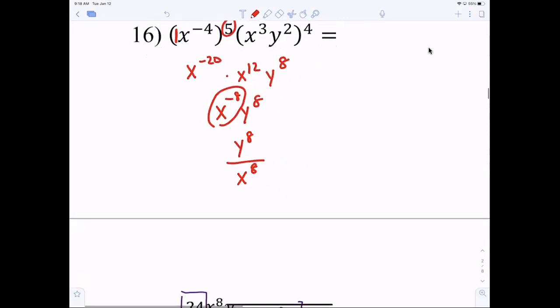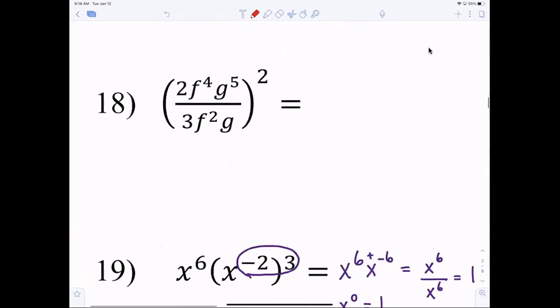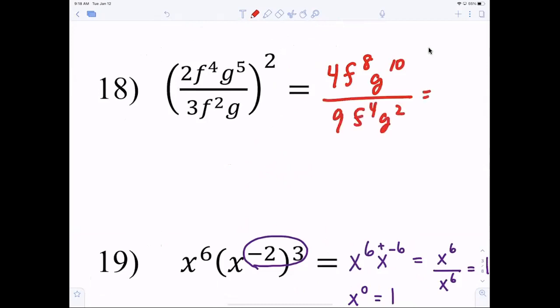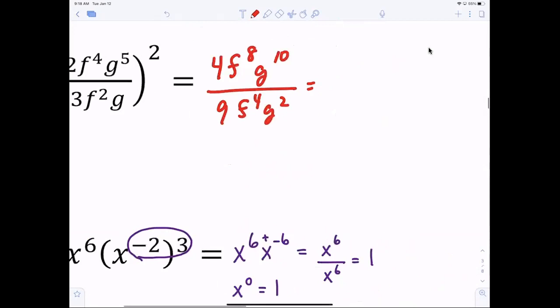All right, Gray, tell me about 18. So it'd be 4, yep, f to the 8th, yep, g to the 10th, yep, over 9 f to the 4th, g to the 2nd, brilliant. Wait, so then it's negative 5 f to the 4th, g to the 8th. What? Wouldn't you? What is this?